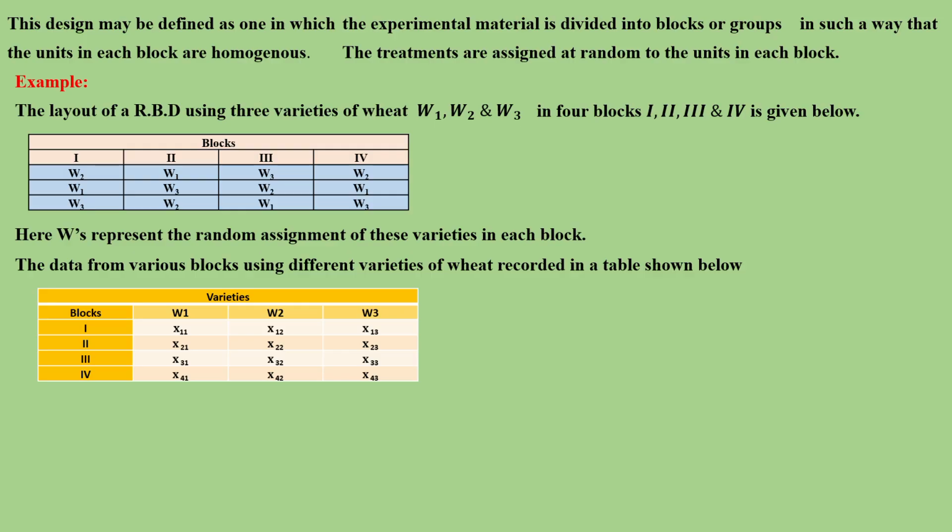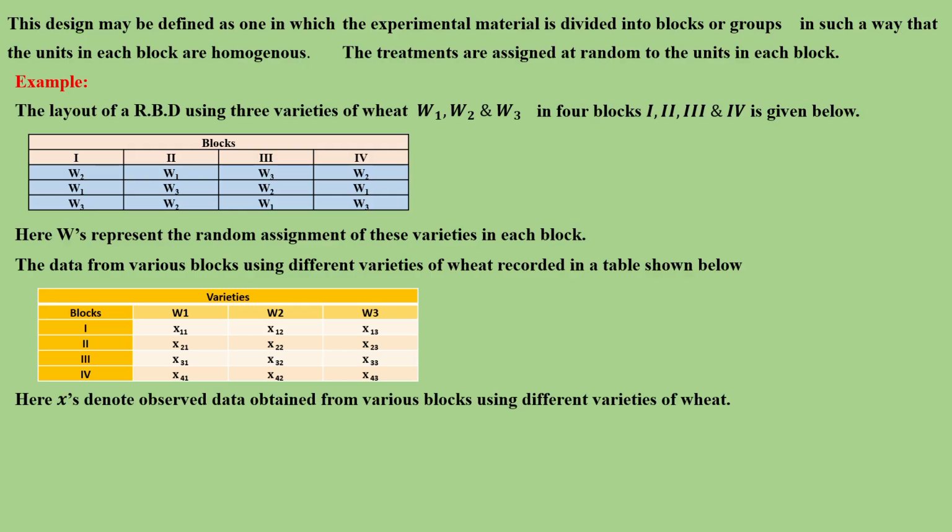So keeping that x11, x12, x13, like that. So you are arranging that data. So x denotes the observed data obtained from the various blocks using the different varieties of wheat. Suppose these are all the yields, outputs maybe, right? So analysis of variance for two-way classification procedure.